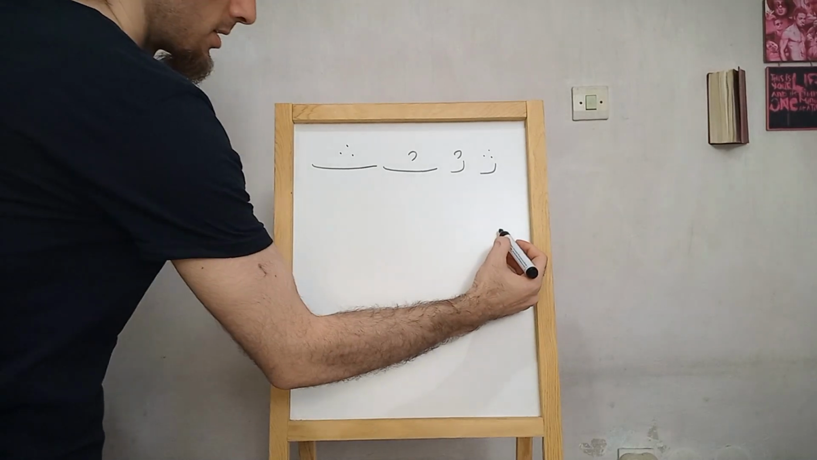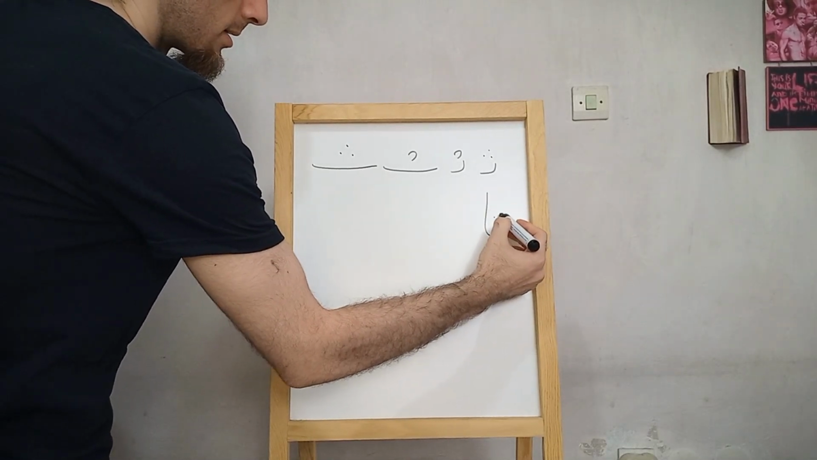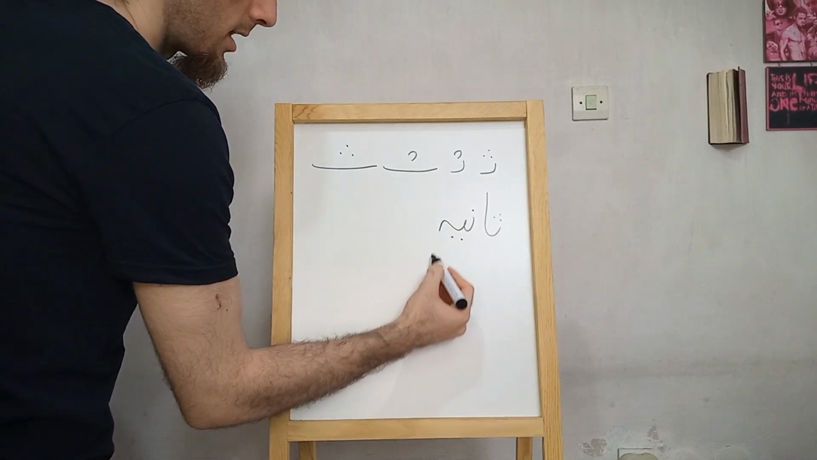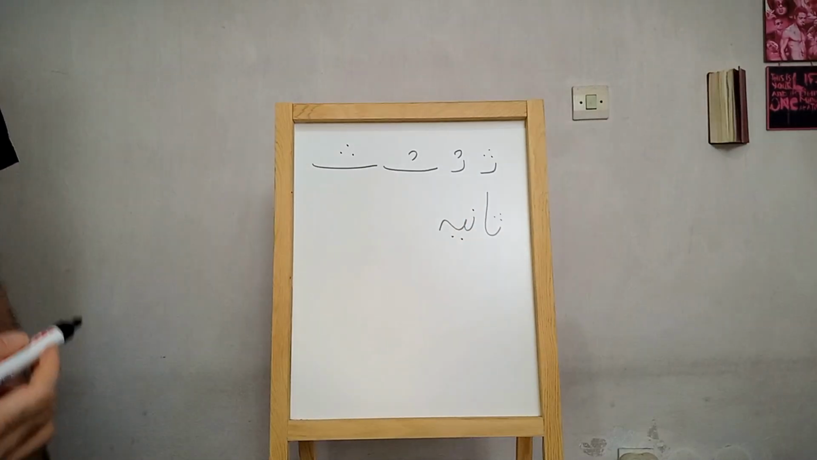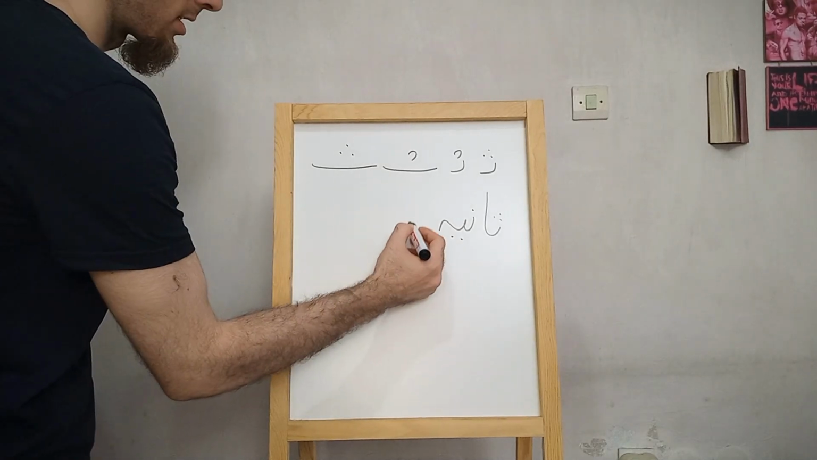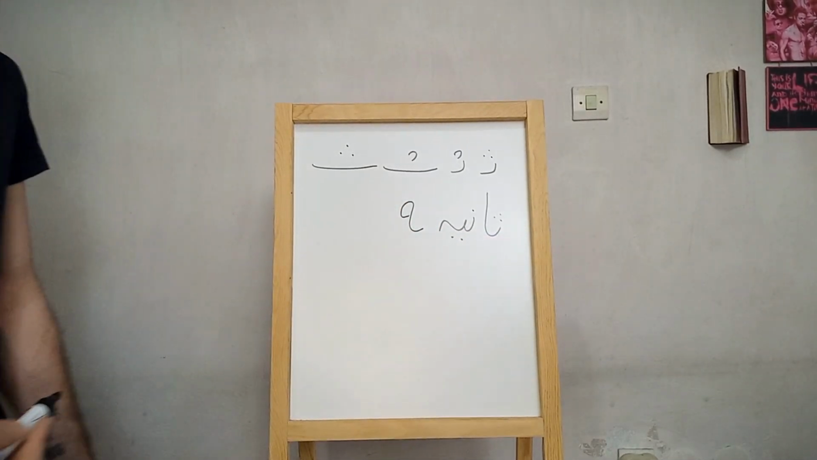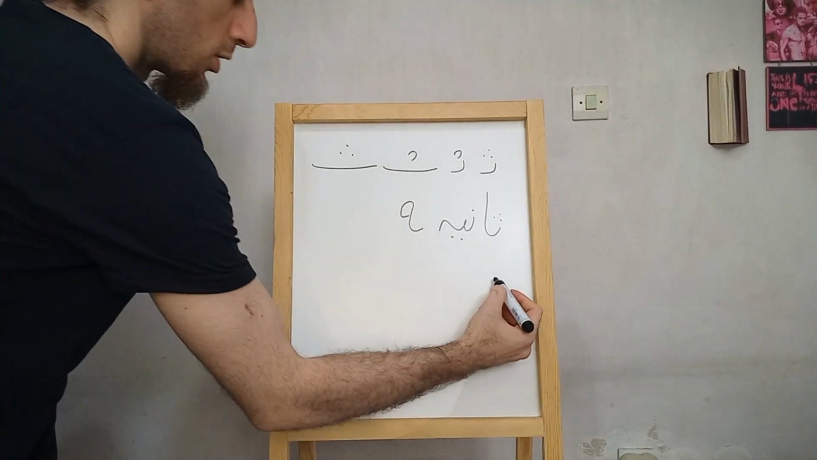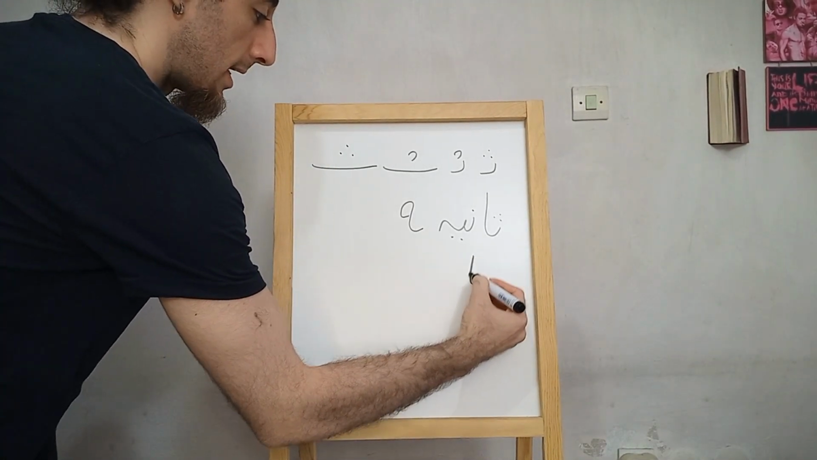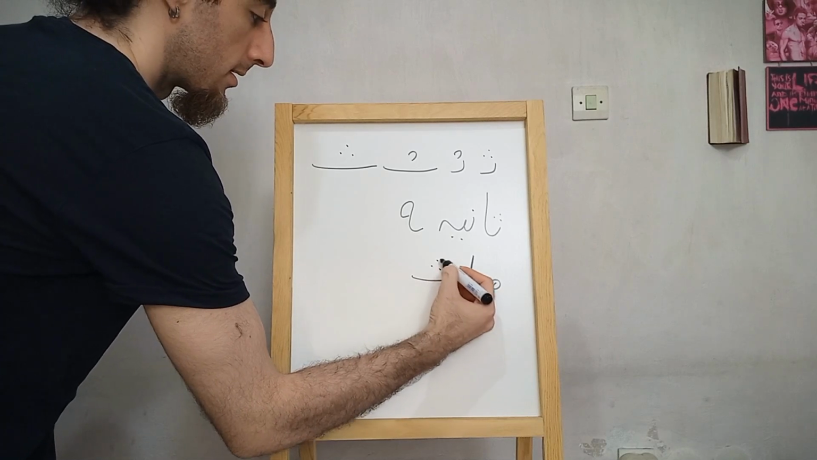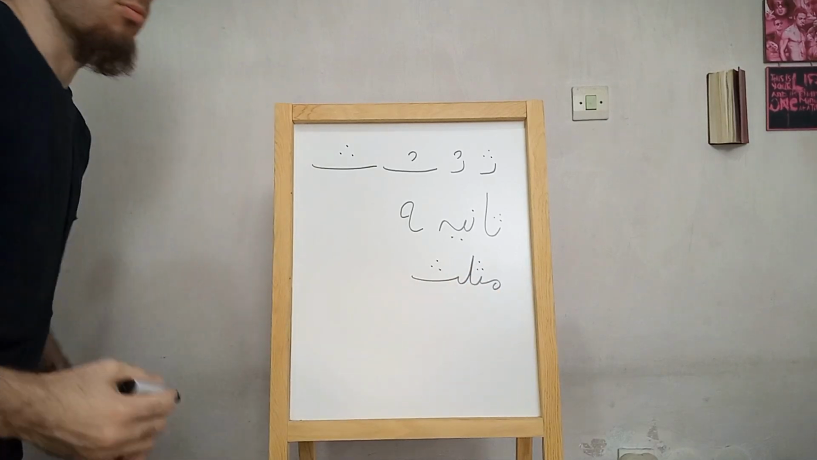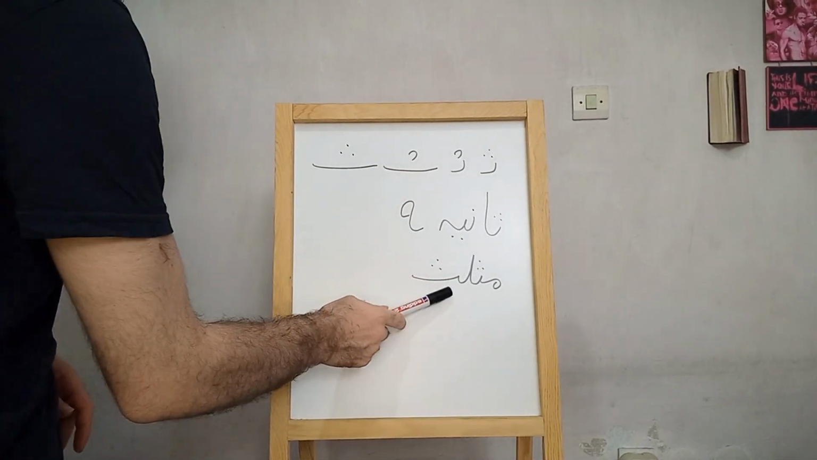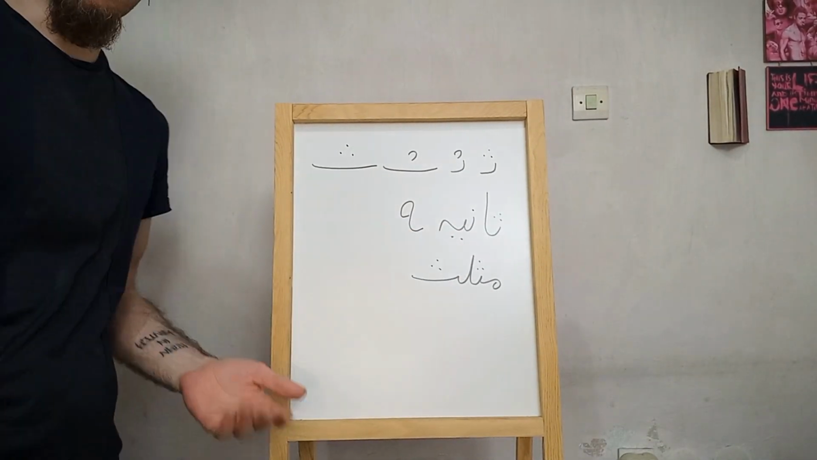Like saniye. This is ne, this is ye, and this is he in the end. Saniye. This is like this. When we write it fast, it's like this. Saniye. Or musallas. So musallas is triangle. Saniye is seconds.